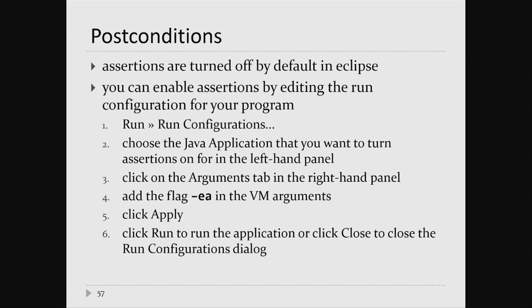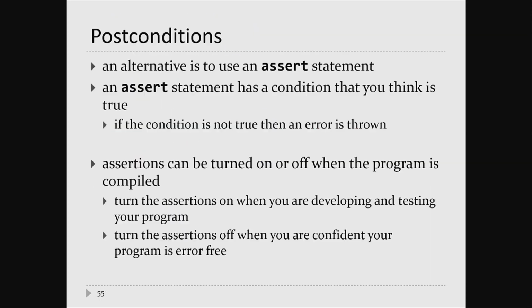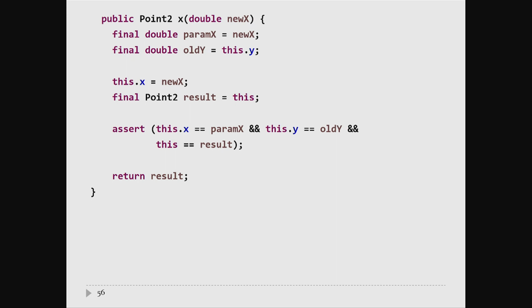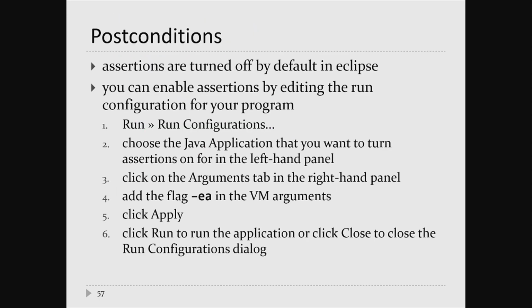Okay, so assertions are turned off by default in Eclipse. So if I wrote this in your Eclipse program and you ran it, even when you know the postcondition is false, nothing would happen. So you have to turn them on if you want to use them. That describes how you turn them on. So you just follow the steps and you can turn them on if you want to. Similarly, you follow the same steps, but you turn them off. So in step 4, you remove the flag -ea.